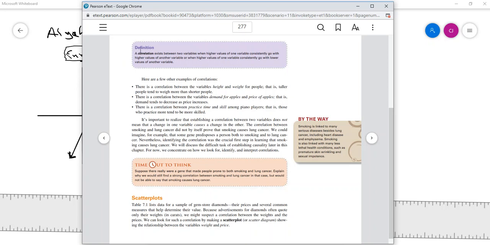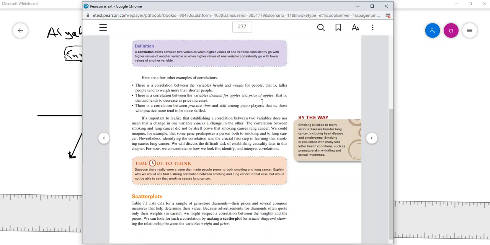A correlation always exists, okay? If you have two quantitative variables, we can generate what we call a correlation coefficient. So a correlation always exists. I think what they forgot to do in here is talk about a good linear correlation. A good linear correlation exists between two variables when higher values of one consistently go with higher values of another, or when higher values of one consistently go with lower values. That really is describing a decent linear correlation. So try to remember that.